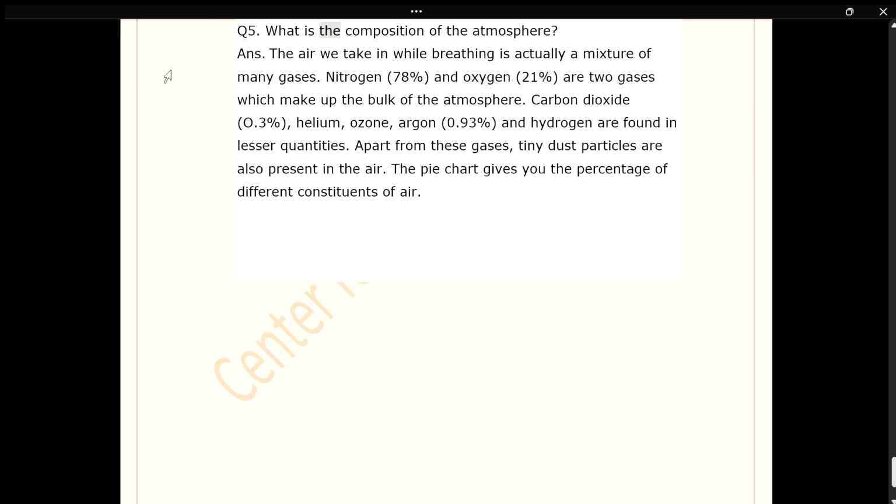Q5. What is the composition of the atmosphere? Ans. The air we take in while breathing is actually a mixture of many gases. Nitrogen, 78%, and oxygen, 21%, are two gases which make up the bulk of the atmosphere. Carbon dioxide, 0.3%, helium, ozone, argon, 0.93%, and hydrogen are found in lesser quantities. Apart from these gases, tiny dust particles are also present in the air. The pie chart gives you the percentage of different constituents of air.